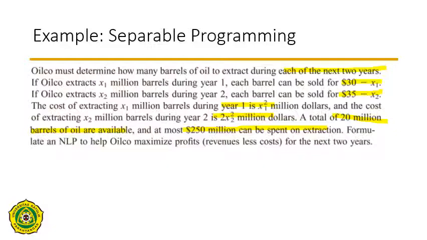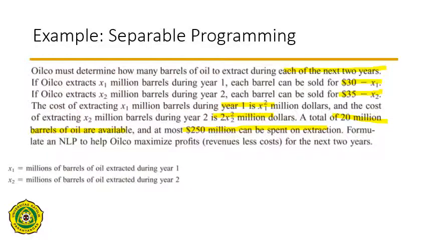Now, what we need to decide is how much oil we are going to extract in year 1 and year 2. That is our decision variables. Let's say x1 is the millions of barrels of oil extracted during year 1, and x2 is the amount of oil that we extract during year 2.